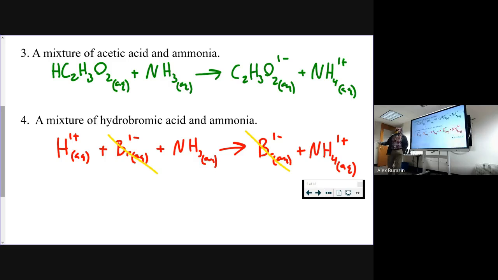Now, what do you need to know? How do you do this? You look for strong or weak, right? Strong, break it apart. Weak, keep it together. Products. Sometimes it's water and salt. Sometimes it's just salt. By the way, this is a salt. Ammonium acetate is an ionic compound. So it's still making salt.